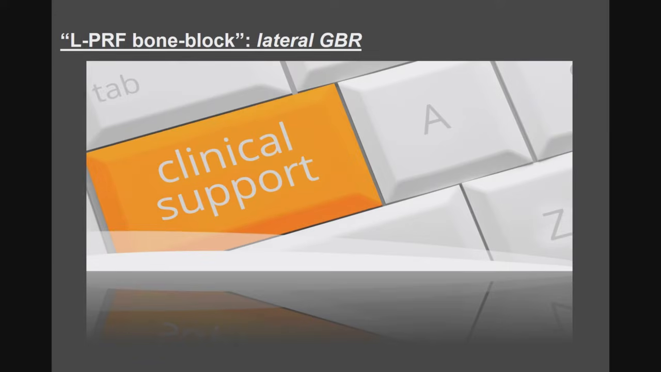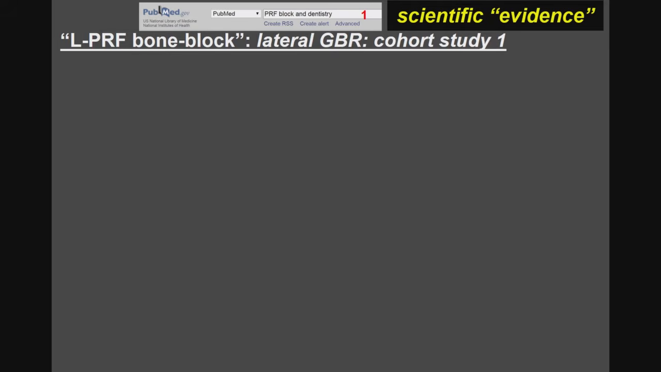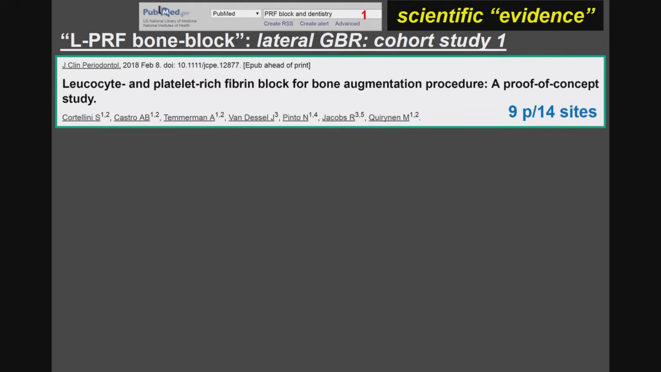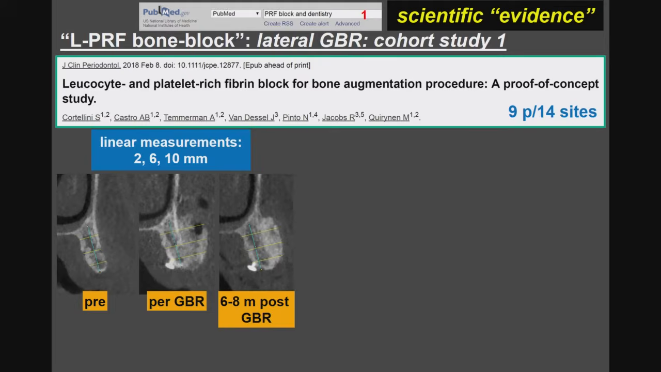Do we have any clinical support for this, Ronald? Well, before coming here, I put in the search term PRF block and dentistry and I was only able to find one paper, and that's one paper from our department from Simone Cortellini, who reported on 9 patients and 14 sites. If you would like to see the details of the study, please look for this paper. I can only present to you the summary.